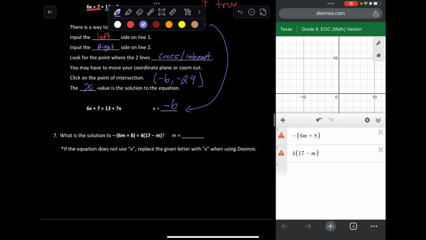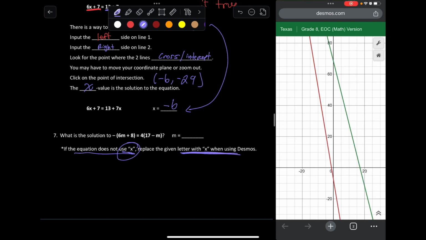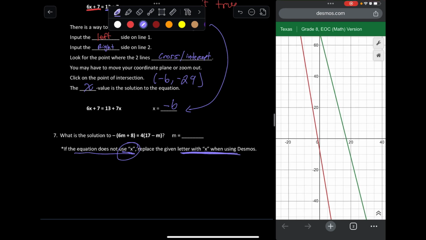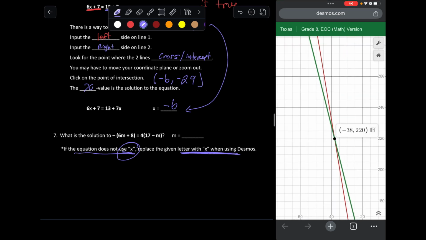The only reason for this is that if you are using any other letter other than x, you have to replace all the letters with x. So instead of plugging in m into my equation, I am going to plug in the letter x. And as you can see, as soon as I plug them in, the lines pop up. Now, are they intersecting in my screen right now? No. I'm going to have to scroll up until they do. And then if you just quickly click on the gray dot, it will show you the point of intersection, which is -38 and 220.